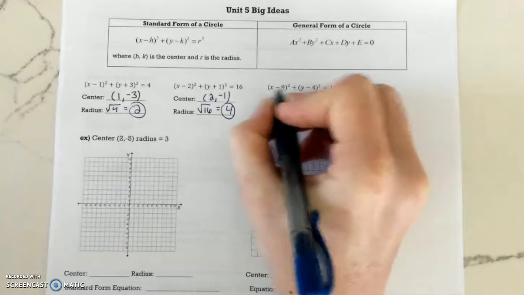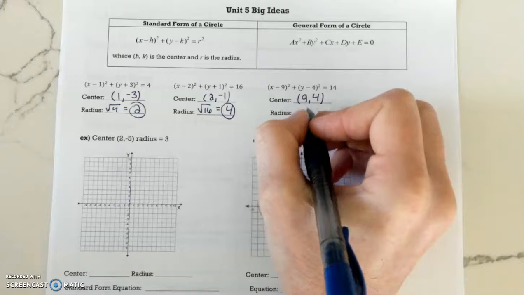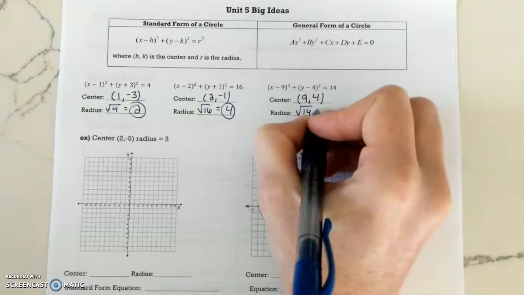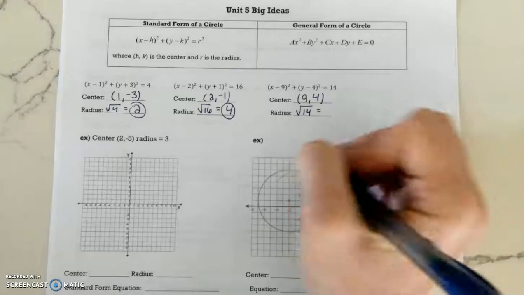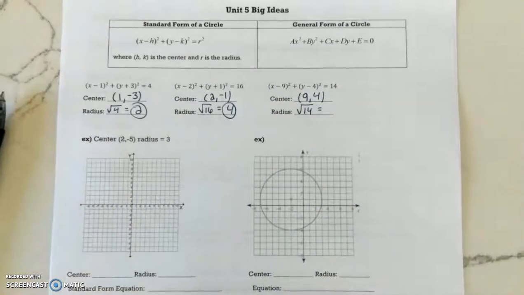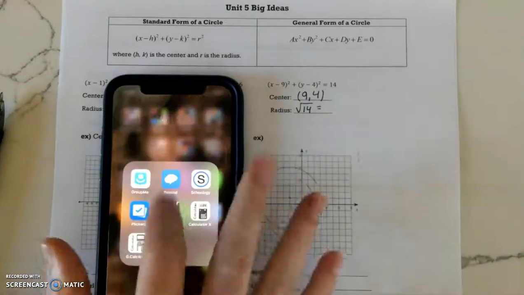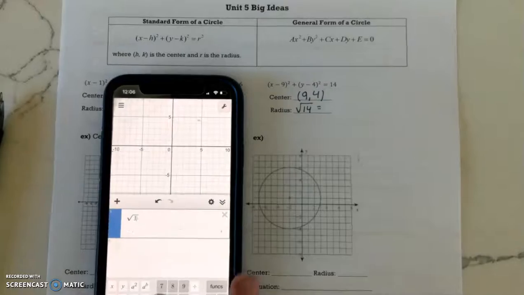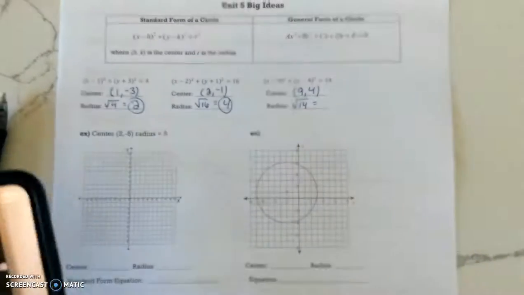9, 4, because they're both negative in the equation, right? Now here, this might have been a little tricky because when we take the square root of 14, it doesn't give us an integer like these two did, right? So you found that out by going to Desmos on your Desmos app or desmos.com and doing square root of 14. It gives you a decimal.